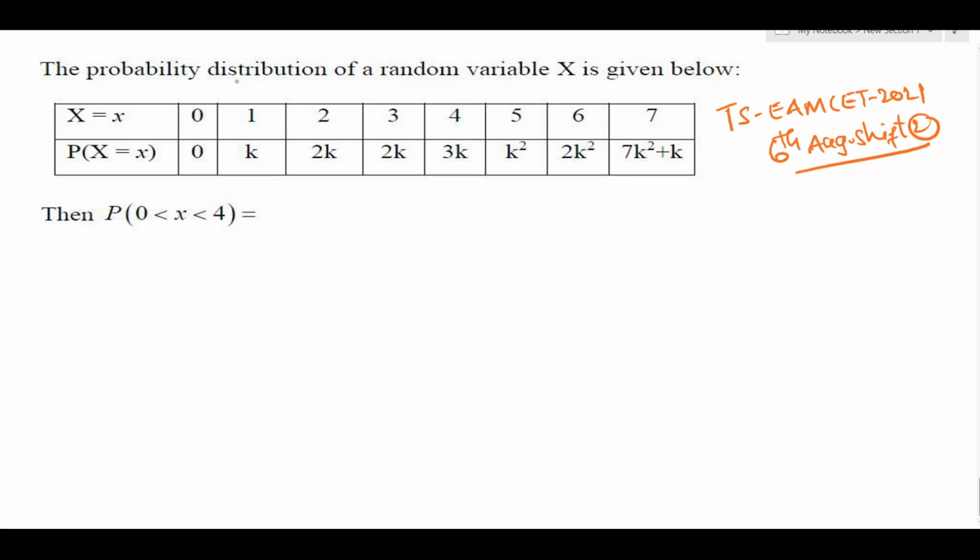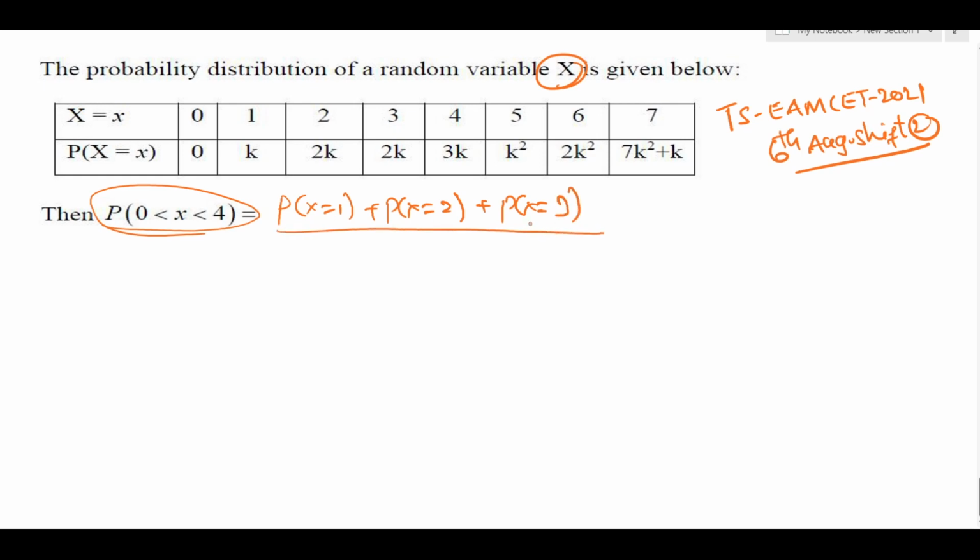The probability distribution of random variable x is given below. So your table is given, then find the value of P of 0 less than x less than 4. That means P of x equal to 1 plus P of x equal to 2 plus P of x equal to 3. Now find these values, the sum of these three values. This is Eamcet 2021 question.